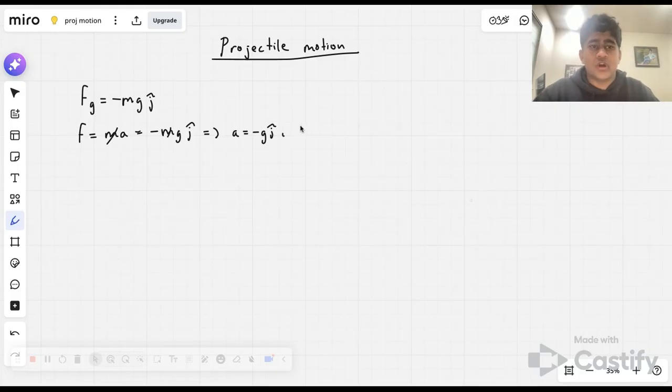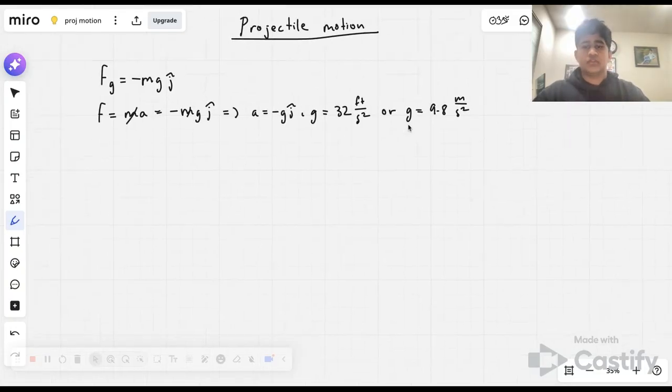G is the gravitational constant, so we can say that g is equal to 32 feet per second squared, or g is equal to 9.8 meters per second squared. So now let's derive the equations of projectile motion.